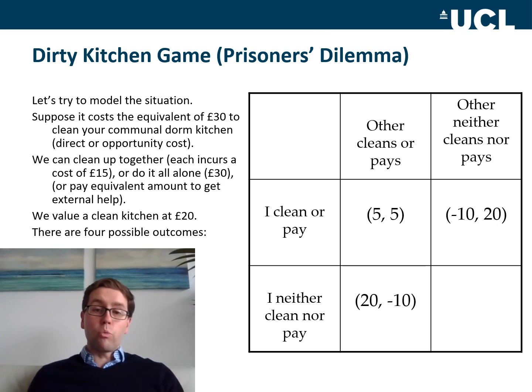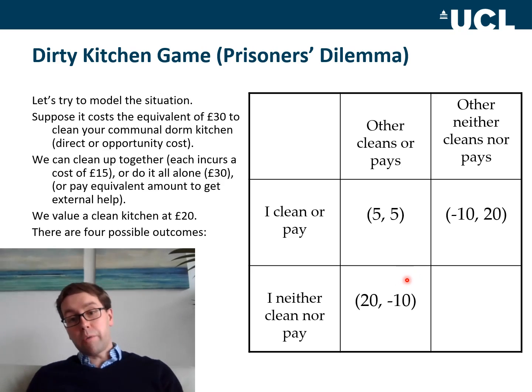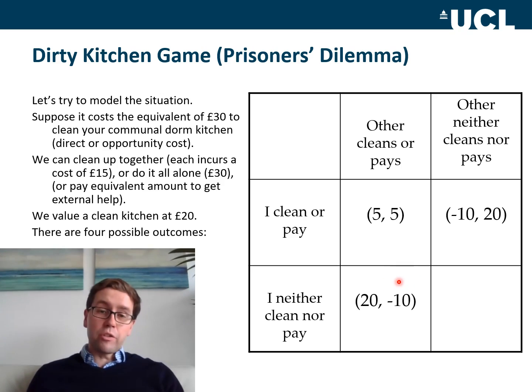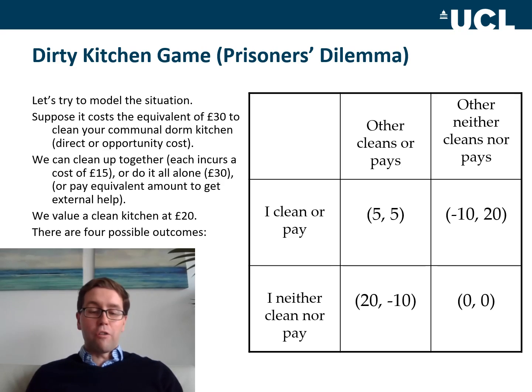So what about the situation where I don't do it and you do it? Well, it's symmetric, isn't it? In this case, I don't clean, so I get £20 worth of enjoyment out of the clean kitchen because you do it, and you incur £30 worth of pain and get £20 worth of benefit from the clean kitchen, so you incur minus 10. And the last outcome, of course, neither of us cleans, which means that we both don't incur the cost, but we also don't enjoy the benefit from the clean kitchen.